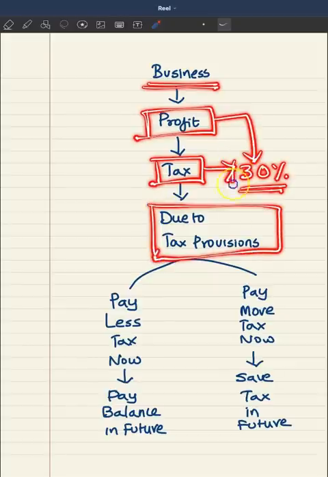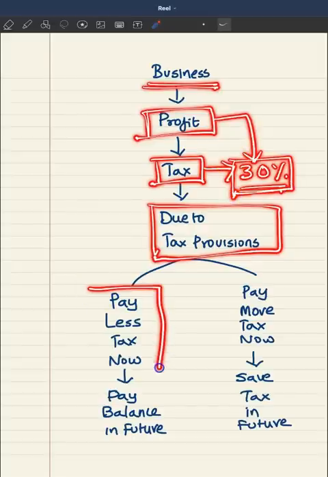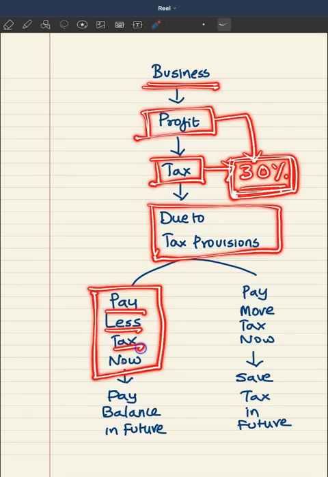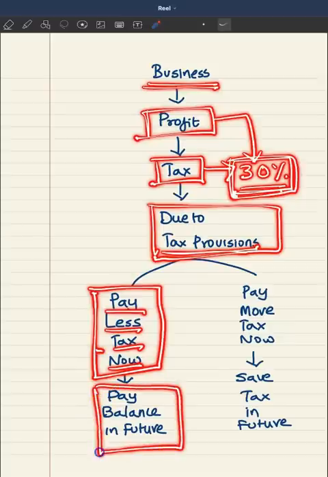We may think that business will be paying 30% of the profit as taxes, but in reality, it may be paying less tax now. But ideally, it should be paying 30% of profit, so why is it paying less tax now? Thanks to tax provisions. But we know it should pay 30%. It has paid less. So what does that mean? It will pay the balance in future.